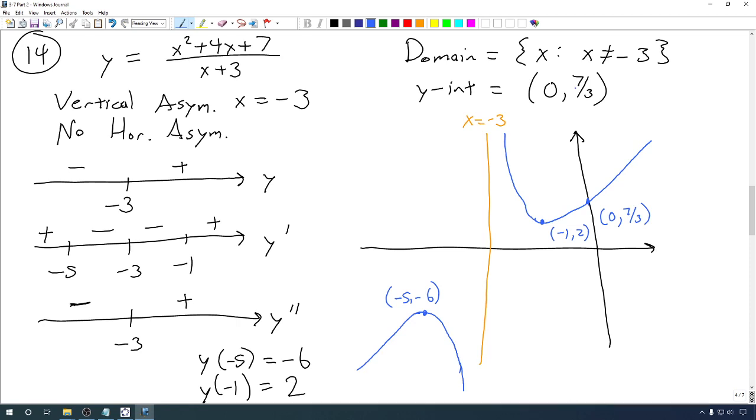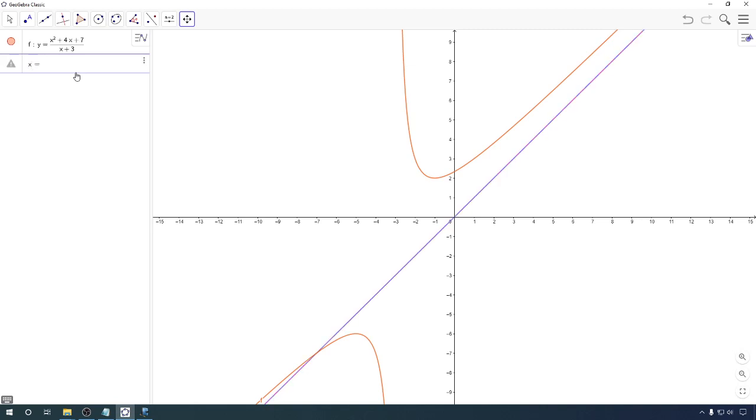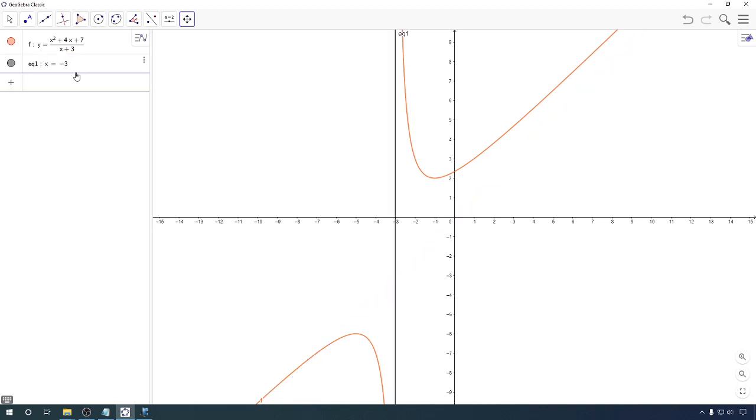Now, in this particular problem, there is actually something the book has not covered. If we go ahead and graph this, we can kind of get an idea of what the problem is. So remember here, y is equal to x squared plus 4x plus 7, divided by x plus 3. We get this particular curve. Now, x equals -3 was our vertical asymptote, and so it kind of agrees with what we have.